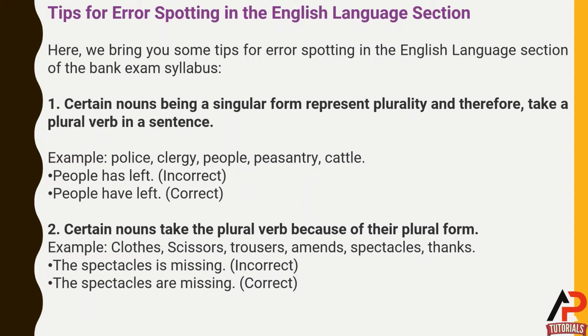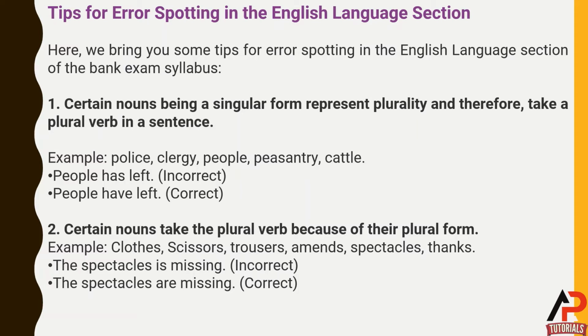And the second rule is, certain nouns take the plural verb because of their plural form. The meaning of this is that certain nouns are plural by their form only. Like you can see clothes here, there is an s at the end of clothes, and it is in plural form, also like scissors. There is an s at its end, and it is also of plural form.